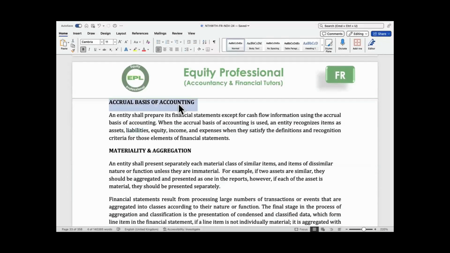I will need you to upgrade your knowledge to this point here, and you can revise it over and over again to get used to this. The accrual basis is used when you're recognizing elements of financial statements only when they meet the definition and recognition criteria of those elements as specified in the conceptual framework.